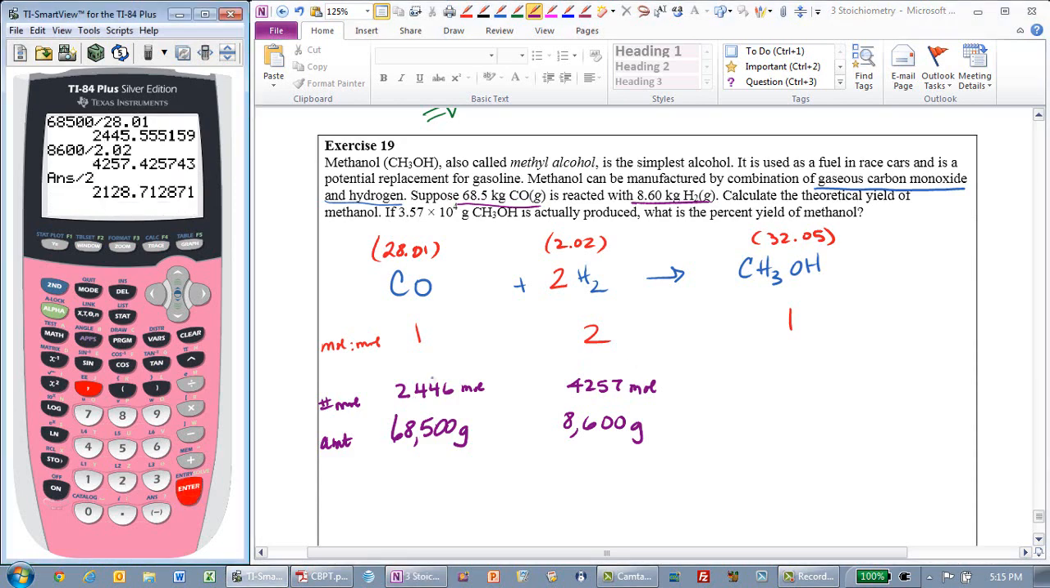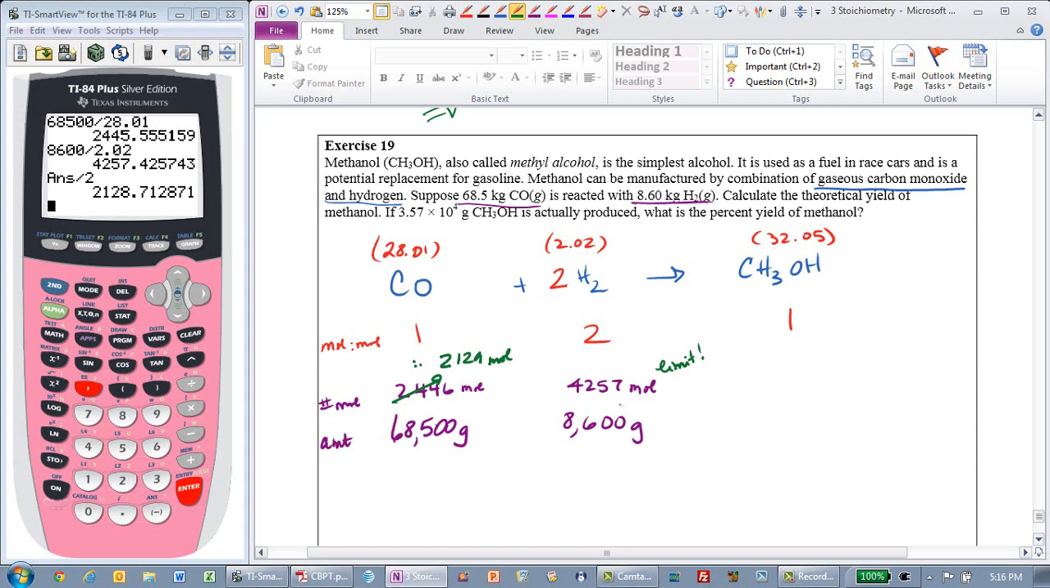Do I have enough? Yes, I have plenty. I have 2446. I need 2128. I have just found what my limit is. So this is the limit. And I'm not going to use that because I really only need to use twice that, or half as much as the 4257, which was 2129. I'll just round it off. Moles. So that's how much I'm really going to use. So I've identified my limit.